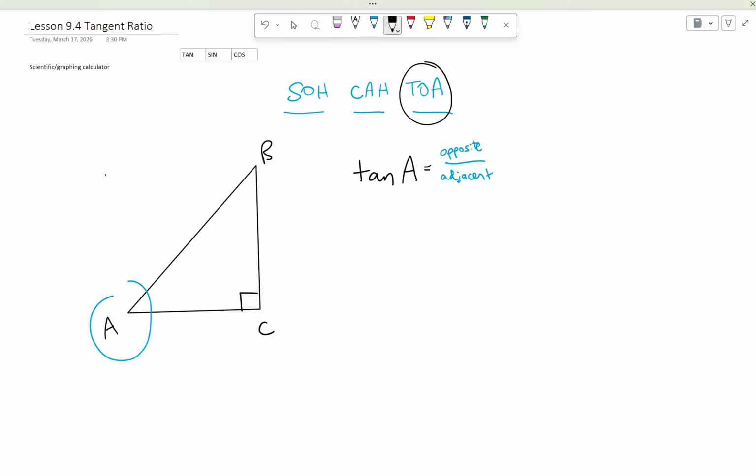So what would that mean? In this case, the opposite from the angle, and you would continue to hear me say that, from the angle, is going to be BC. And the adjacent side, remember the neighboring side, like we discussed earlier in the course, would be AC. So that's the ratio. It'd be BC to AC for that angle measure.